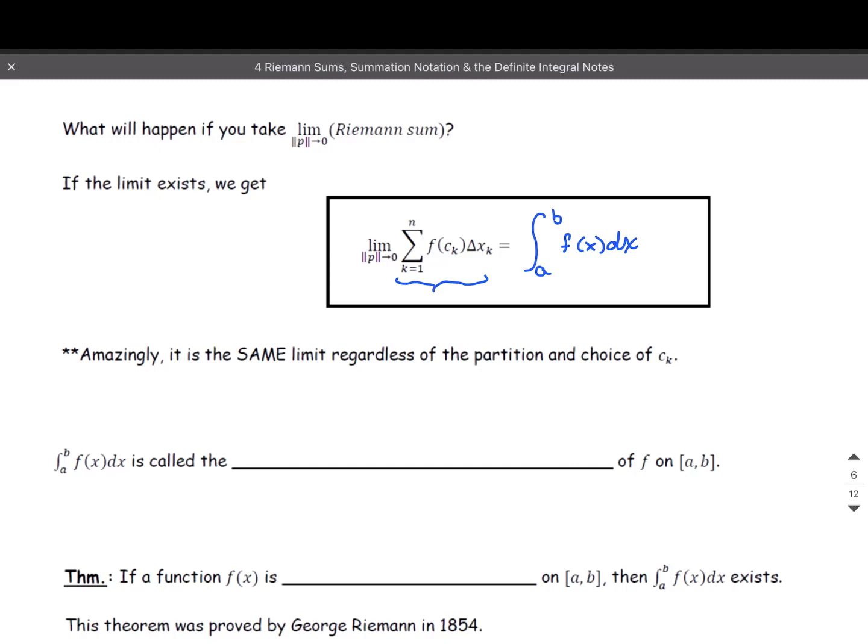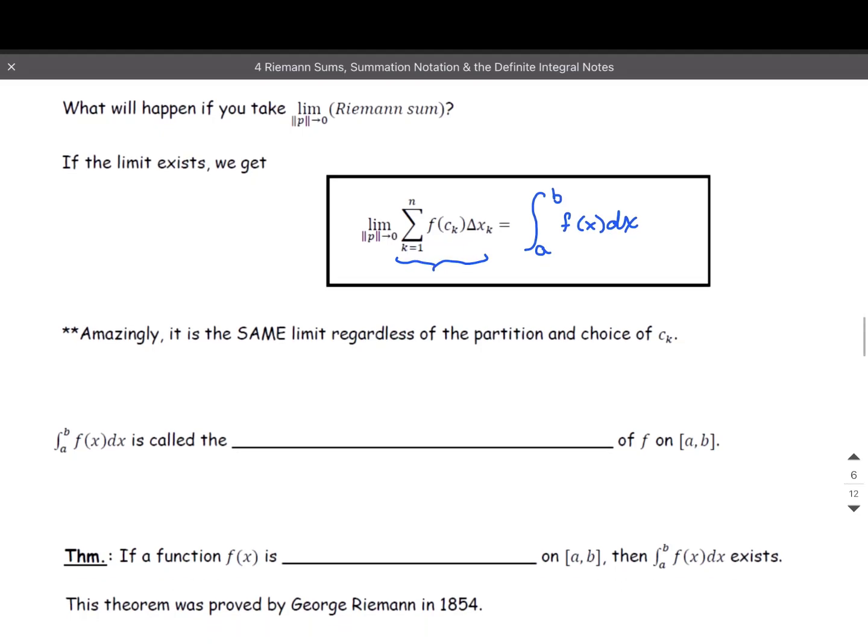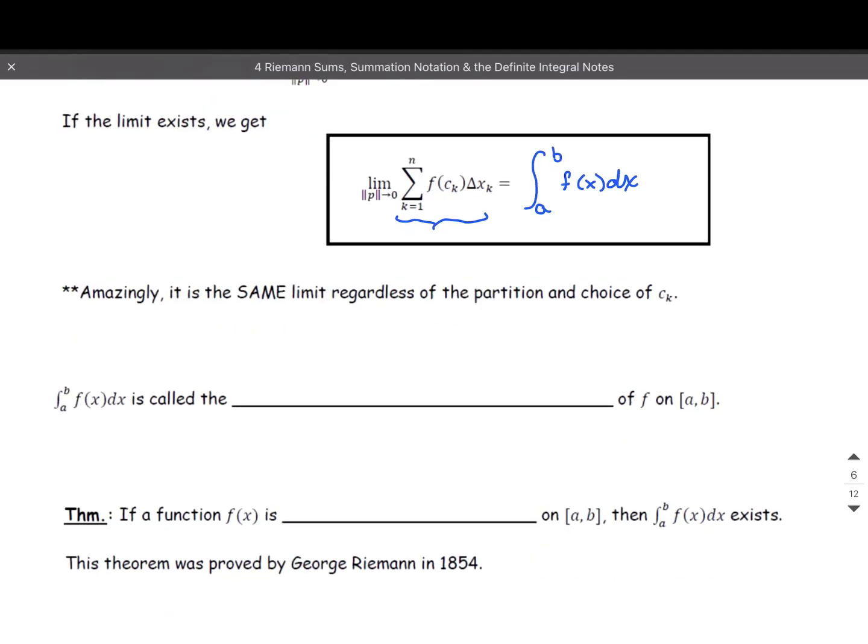And it's amazing because you get the same limit regardless of what partition you use and what values of x you use to find the height. It does not matter. Now, this integral from a to b of f of x dx is called the definite integral. Now, it's a definite integral because it has numbers where the a and the b are. If there's no numbers there, then it would be the indefinite integral, okay?